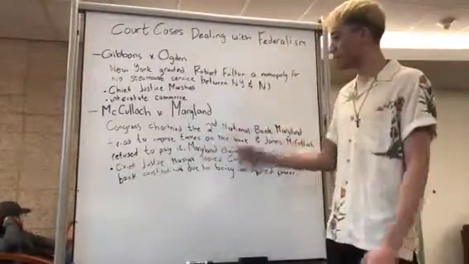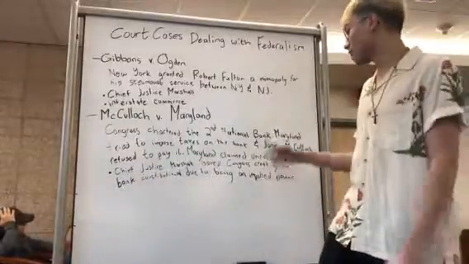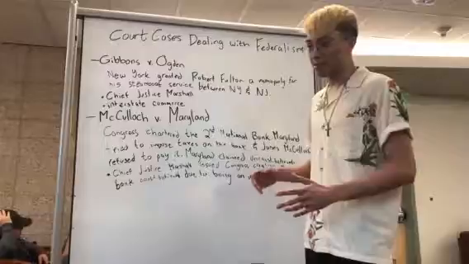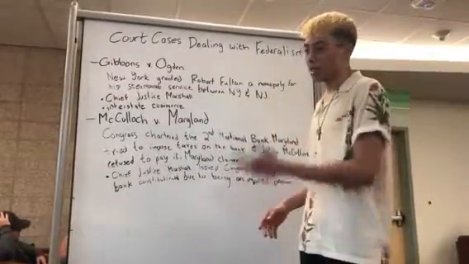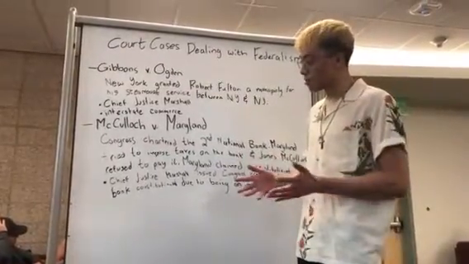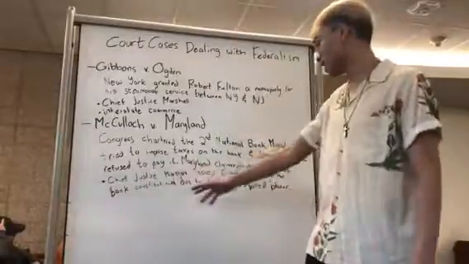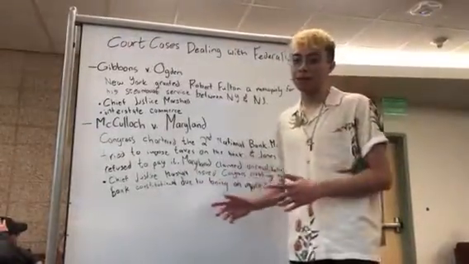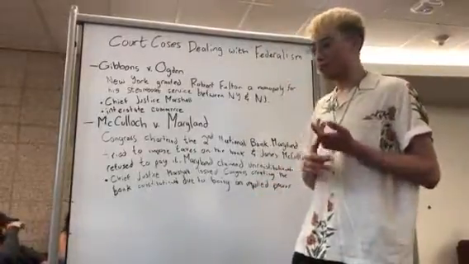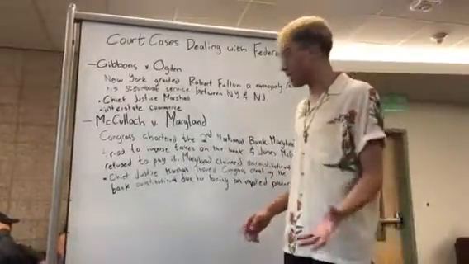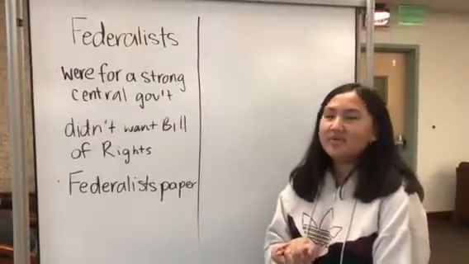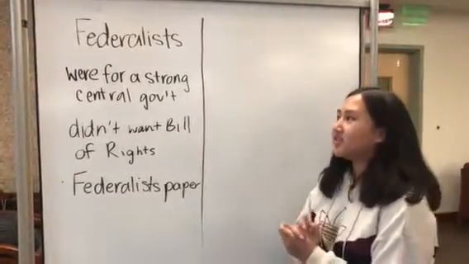McCulloch versus Maryland. Congress started the Second National Bank. Maryland tried to impose taxes on it, and there was a big debate on whether this was unconstitutional or constitutional. But Chief Justice Marshall again ruled Congress creating the bank constitutional due to being an implied power, such as granting taxes, imposing everything else. Federalists consisted of wealthy and educated white males, and they were for a strong central government.